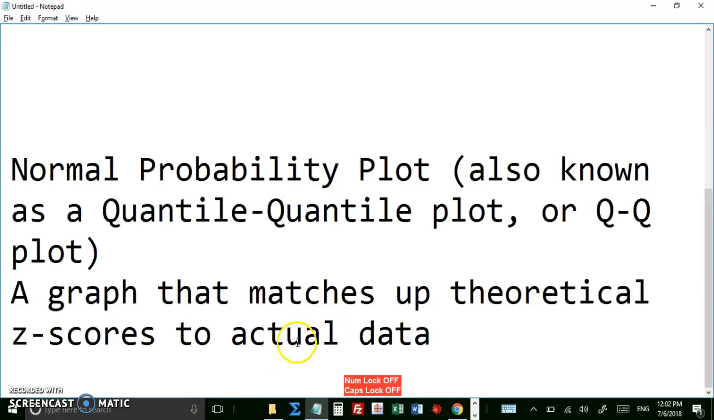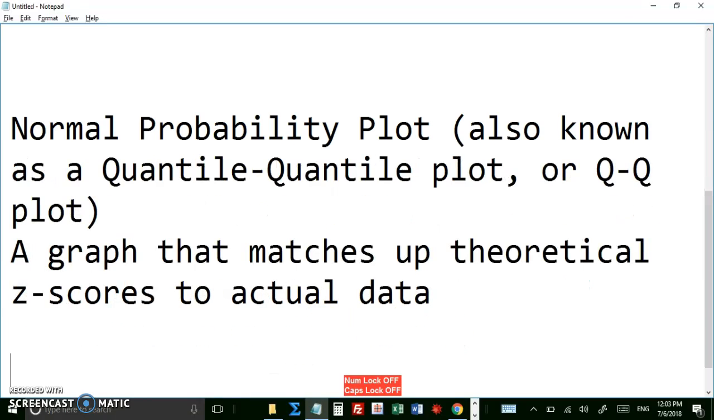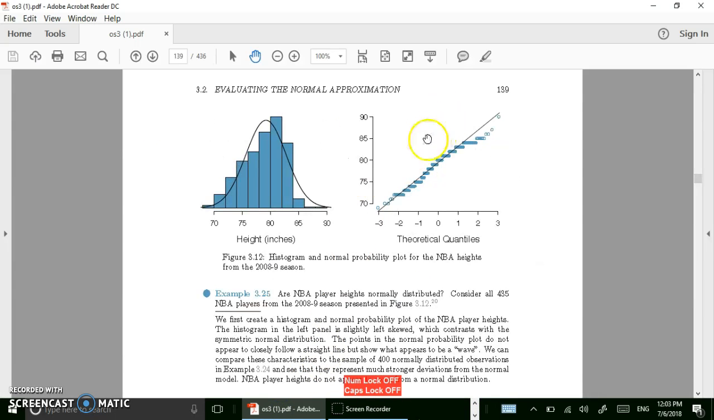It's a graph that matches up theoretical z-scores to actual data. So let's go back to our plot right here. So we have the z-scores along the x-axis. These are theoretical z-scores, not the actual z-scores. So if it was a perfectly normal distribution, what would be the z-scores of the 435 players? That's what this x-axis represents. And then it matches it up with the actual data of the heights, which is on the y-axis right here.